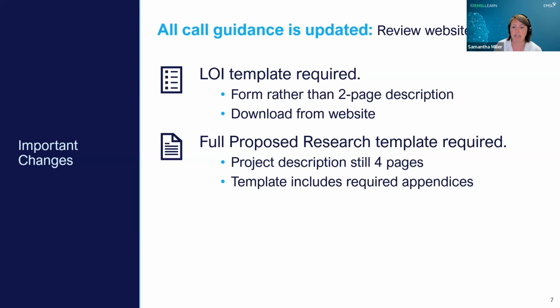For the full proposed research template, this is not too different from what we've done in previous years. The project description is still 4 pages long, and there's still several required and optional appendices. What has changed is that we have put all of these pieces into a single document that users can submit. And we hope that this will make the process easier for users and eliminate some of the past problems that were experienced, such as forgetting an appendix or trying to upload multiple documents to the EMSL user portal.